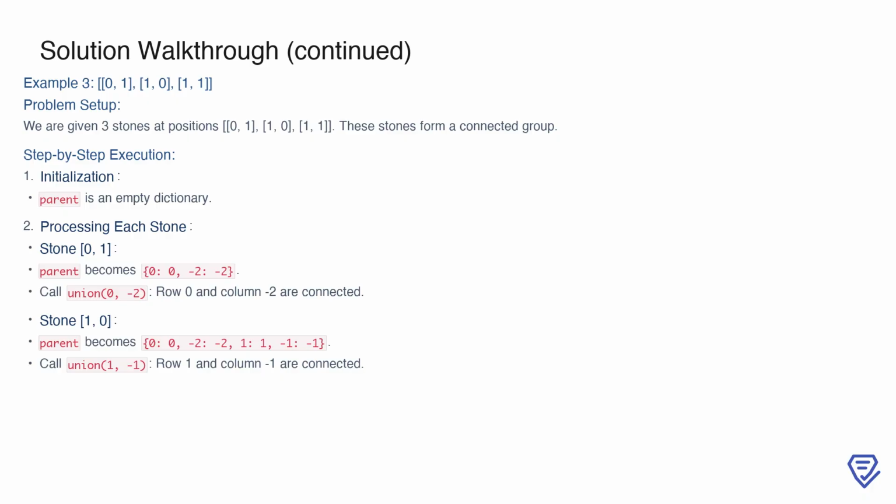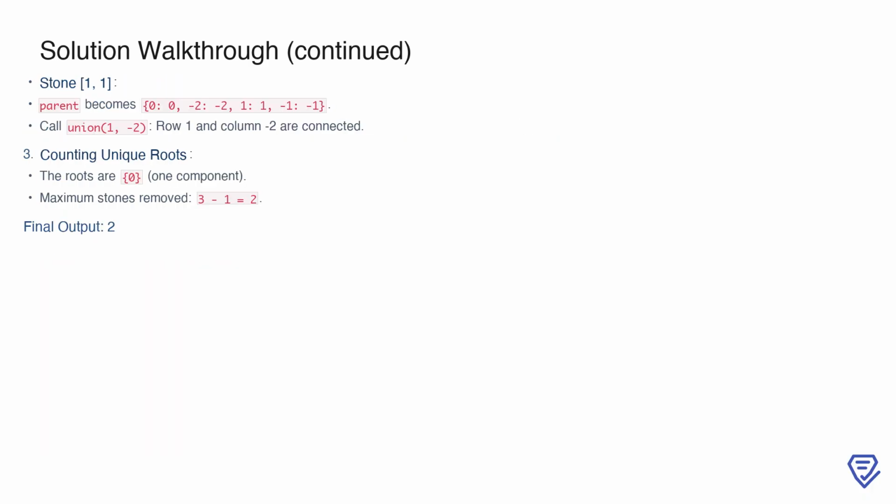Now, let's consider the third example, where the stones at 0, 1, 1, 0, and 1, 1 form a connected group. We begin by initializing the parent dictionary once again. For the first stone at 0, 1, we add row 0 and column -2 to the dictionary and connect them. For the stone at 1, 0, we add row 1 and column -1 to the dictionary and connect them as well. Finally, for the stone at 1, 1, we connect row 1, which already exists in the dictionary, to column -2.